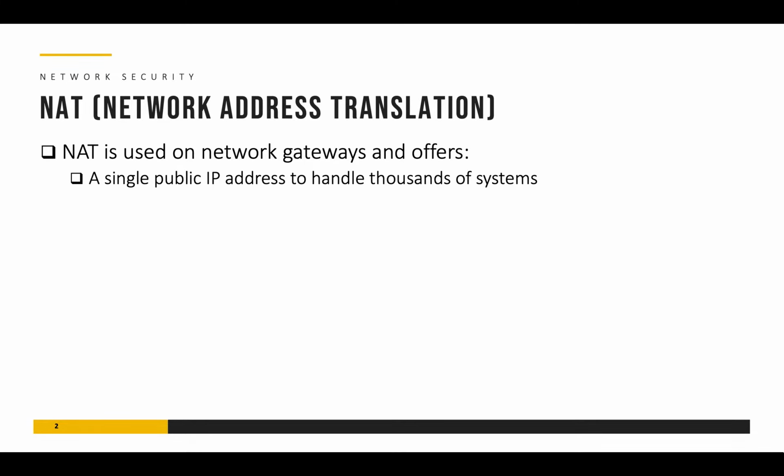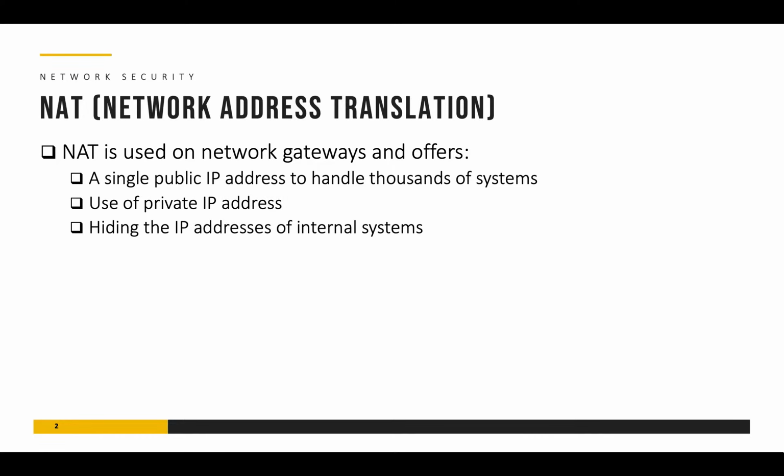The biggest advantage is that it allows the use of a single public IP address to handle thousands of internal systems. So let's say you have a company and you have thousands of internal systems and you want all of those systems to be publicly routable, which basically means that they are able to communicate over the internet. Then ideally you should be able to purchase thousands of public IP addresses, but IP addresses are expensive. So NAT is a perfect solution which allows you to use a single public IP address and still support thousands of internal systems.